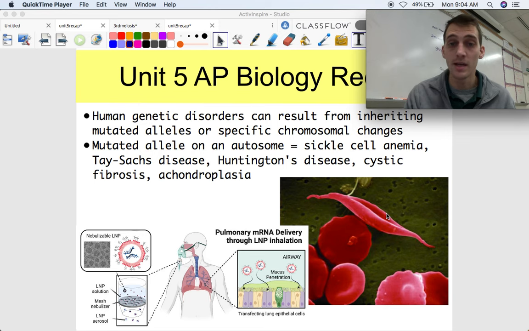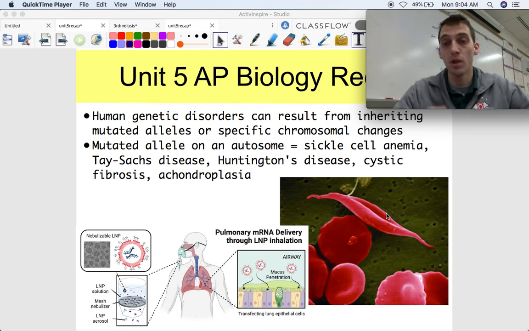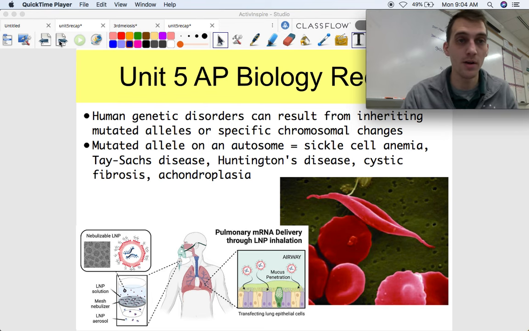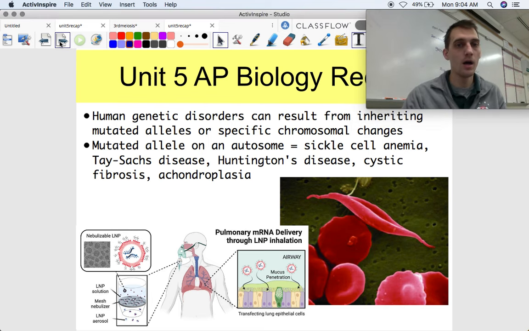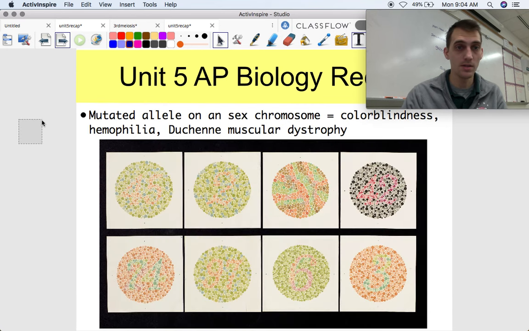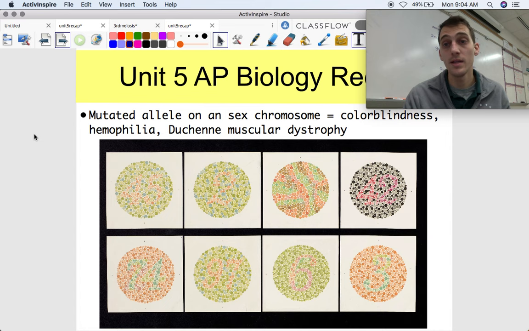Sickle cell anemia results in a change in the HBB gene, and alters the shape of hemoglobin, which is the protein that carries oxygen in your blood. And it also alters the shape of the red blood cells themselves, and that can cause a whole bunch of problems. Other genetic disorders, hang on, my page isn't loading, okay, result from a mutated allele on a sex chromosome rather than an autosome.